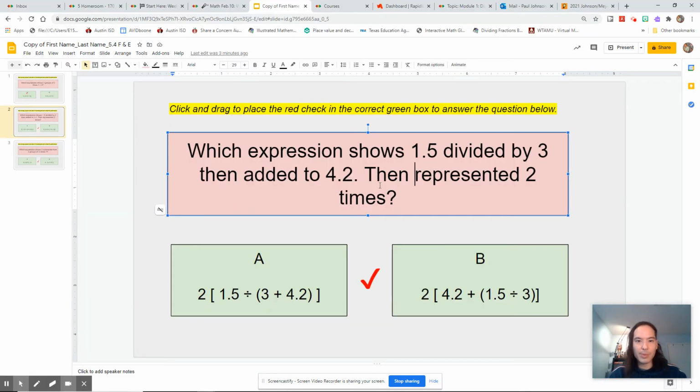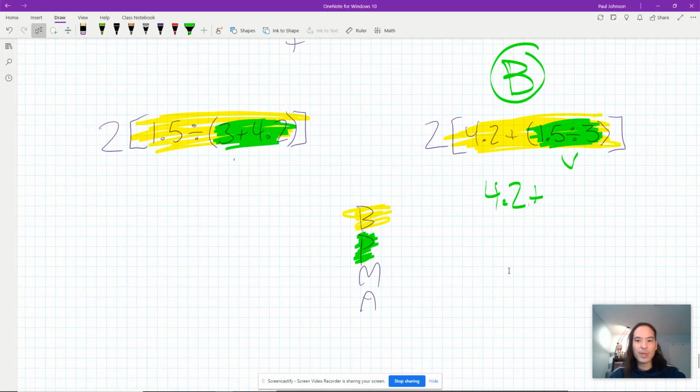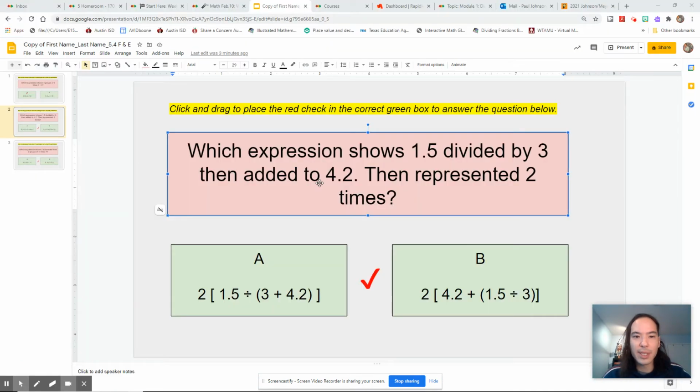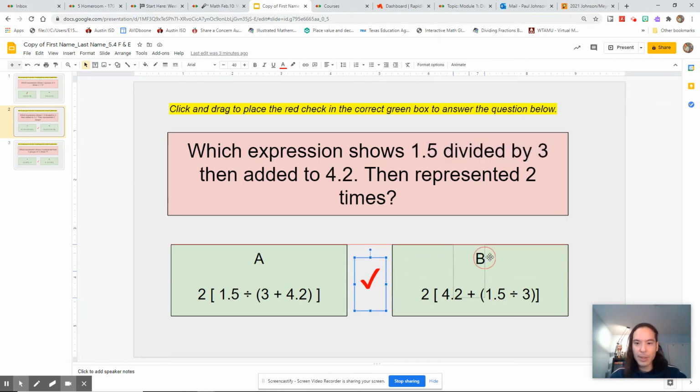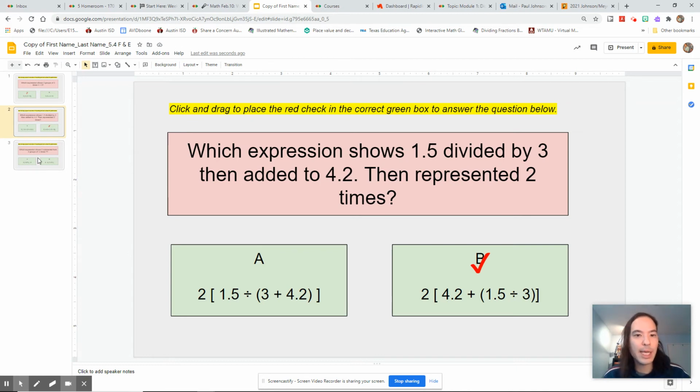So we don't need to work this problem all the way to the end, but we do need to realize that since the first step on side B was 1 and 5/10 divided by 3, and the first step on side A was 3 plus 4 and 2/10, our problem says the first thing we need to do is 1 and 5/10 divided by 3. So the only one that's going to work is B, because that is our first step, because it's in the brackets and the parentheses. So that would be the first step.